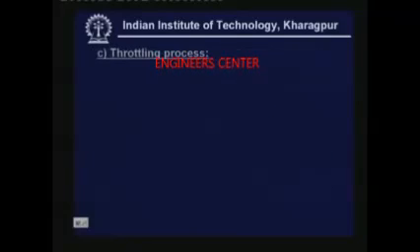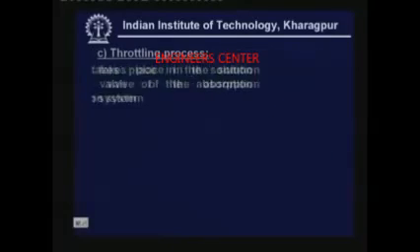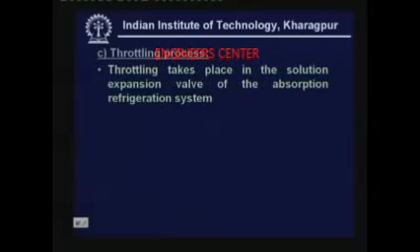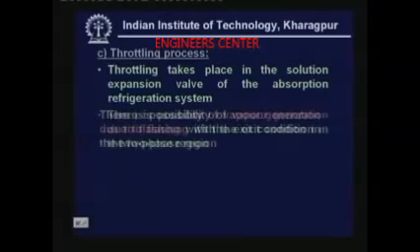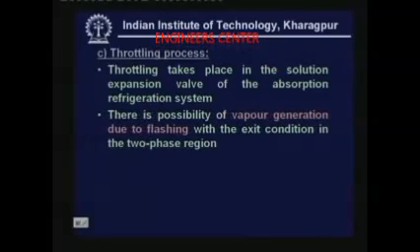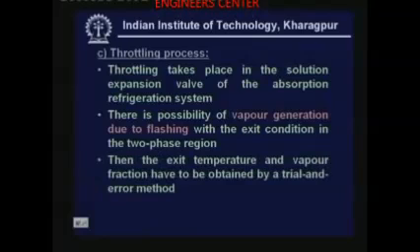Now, let us look at another simple process, that is the throttling process. As you know, throttling takes place in the solution expansion valve of the absorption refrigeration system. Throttling is an isenthalpic expansion process, and during this process there is a possibility of vapor generation due to flashing. This we have seen earlier. If this is the case, then the exit condition lies in the two phase region, and again you have to use a trial and error method to find the exit temperature and vapor fraction.